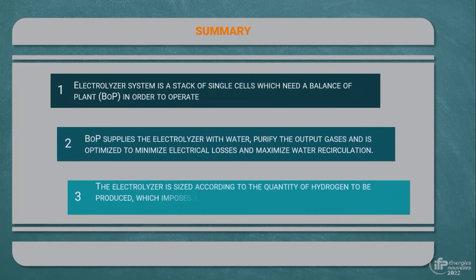The electrolyzer is sized according to the quantity of hydrogen to be produced, which imposes a surface that must be divided into cells distributed in stacks. These parameters depend directly on the technology chosen.